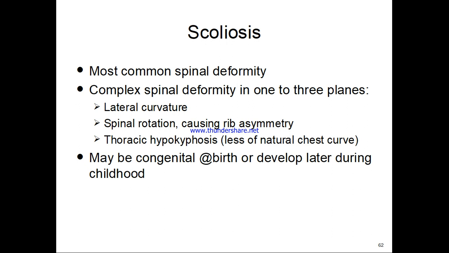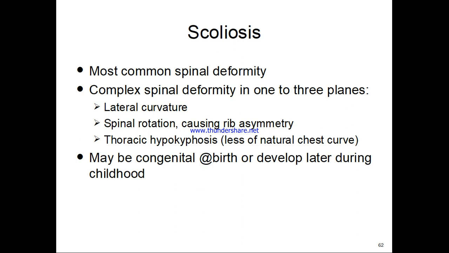Scoliosis is a very common spinal deformity. It's the most common spinal deformity, and it involves anywhere from 1 to 3 of these planes. Lateral curvature, so S-shaped curvature to the side. Spinal rotation, so part of the spine is twisted, causing rib asymmetry. Or thoracic hypokyphosis, so less of the natural chest curve. Often all 3 of these are present, but in milder types there may be only one of these present.